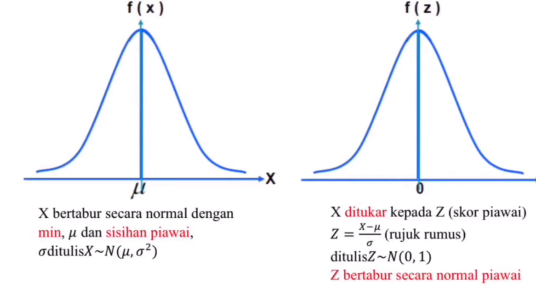For the standard one, your bell shape must be symmetrical at x equal to 0. At x equal to 0, it is at the vertical axis, which we call the y-axis, but here we call it fz, because we don't have y here.